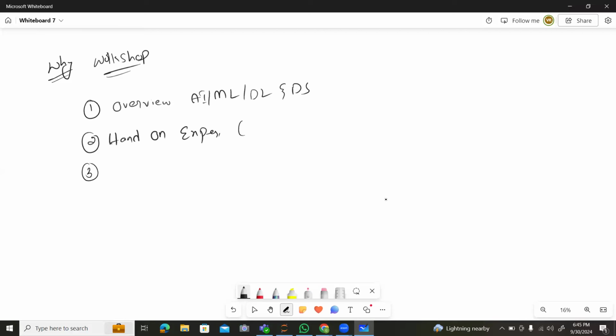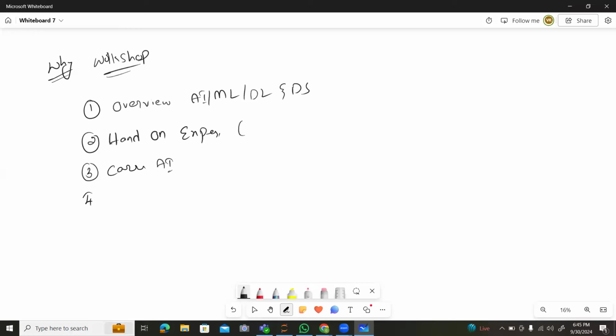And third, you will know about the career of AI. If you choose AI as your career, you will know what jobs we have in AI, what the relation is, what packages are present in AI, and how much depth we need to go into for AI. These are the things we are going to cover in this.